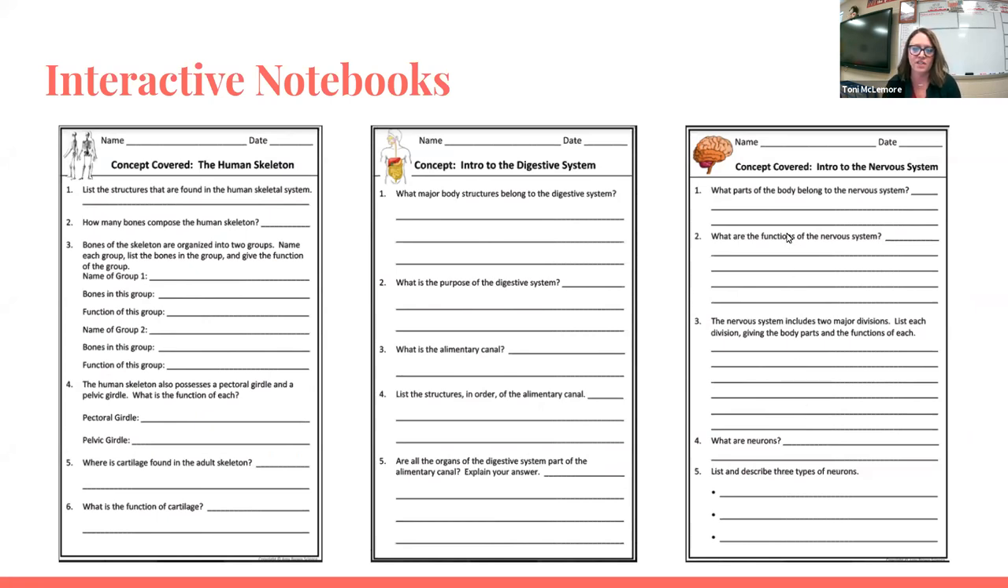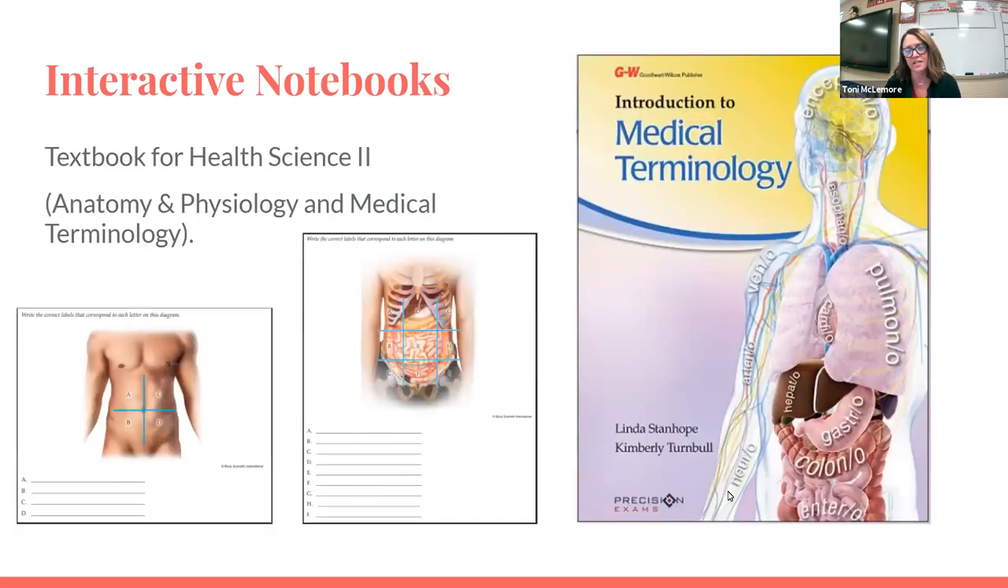And it comes with a teacher version. So it tells you what goes here. And then I add some stuff from our textbook in there as well. And this is the textbook I use for Health Science 2. Health Science 2, where we are, is Anatomy and Physiology Introduction and Medical Terminology.